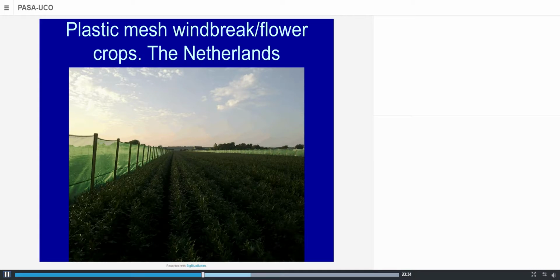Let's see some pictures of windbreaks. In this case, we are using a plastic mesh to protect flower crops in the Netherlands. You see, here you have one windbreak, and then parallel to it, we have another windbreak. Here, the predominant wind direction coming from the sea is from west to east.